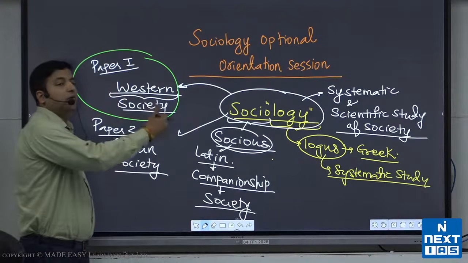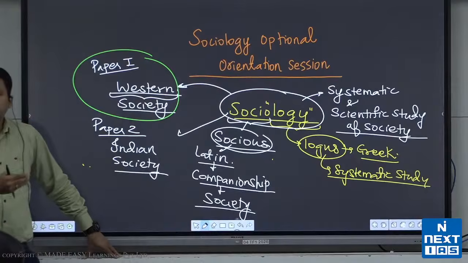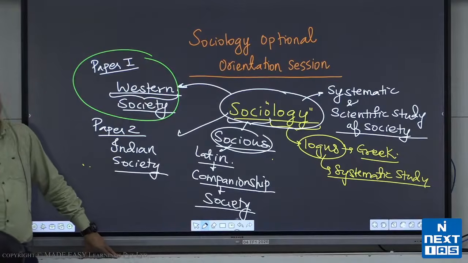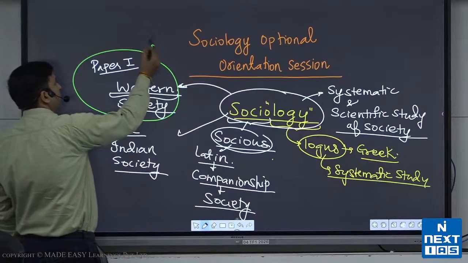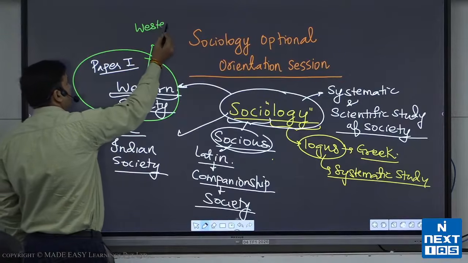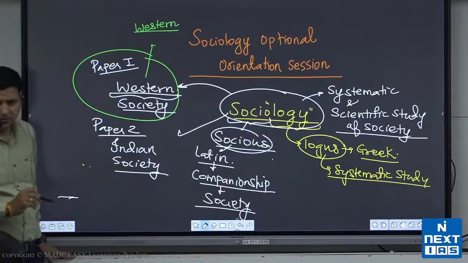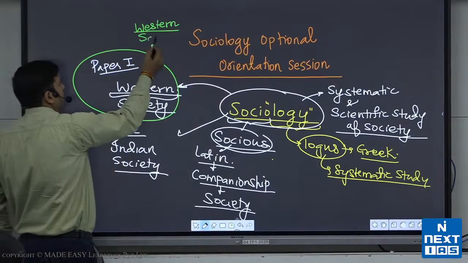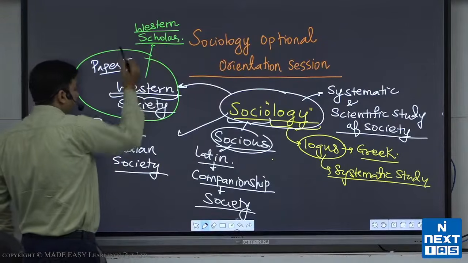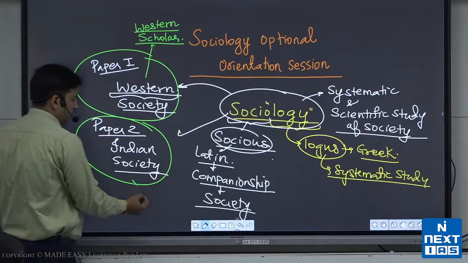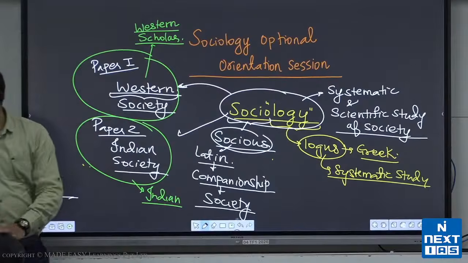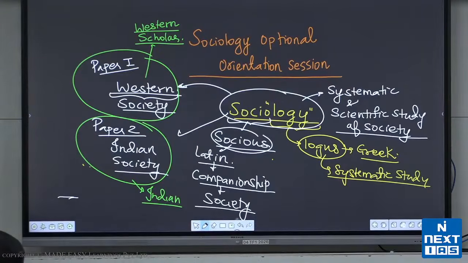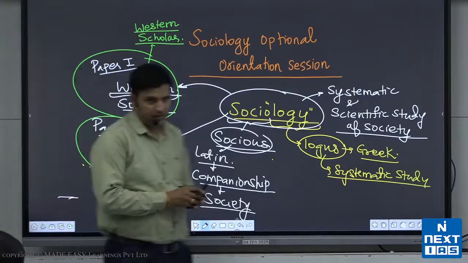Each society is not studied separately, whether American society, British society or French society; they put all under one category of Western society, and here most of the scholars are Western scholars. European and American scholars will be covered here, and in Paper 2 the majority of the scholars are Indian sociologists. So this is a simple idea related to the term sociology, right?